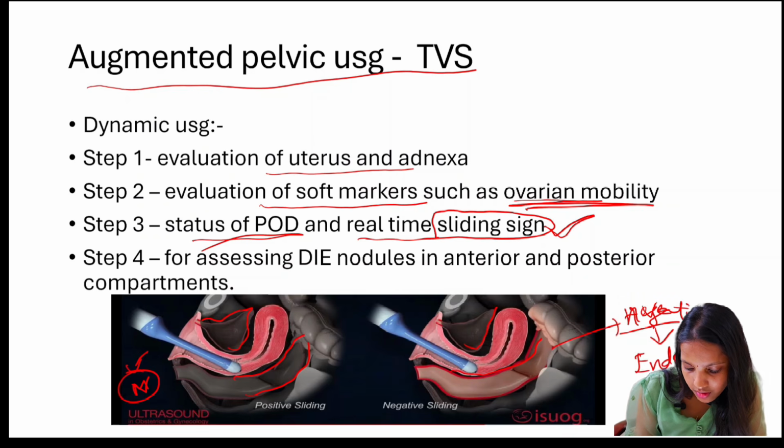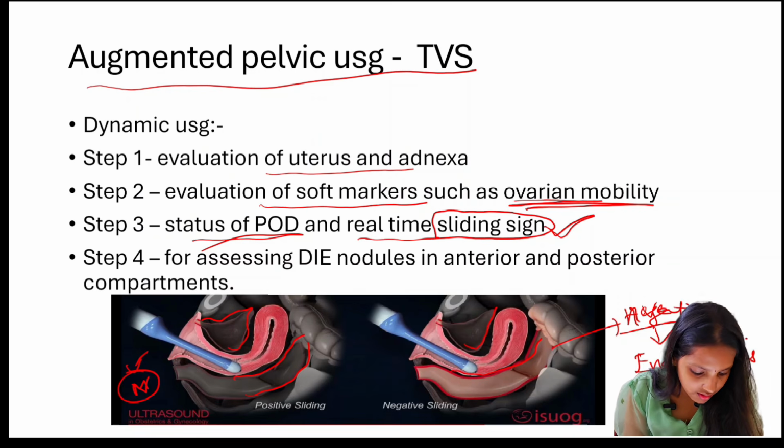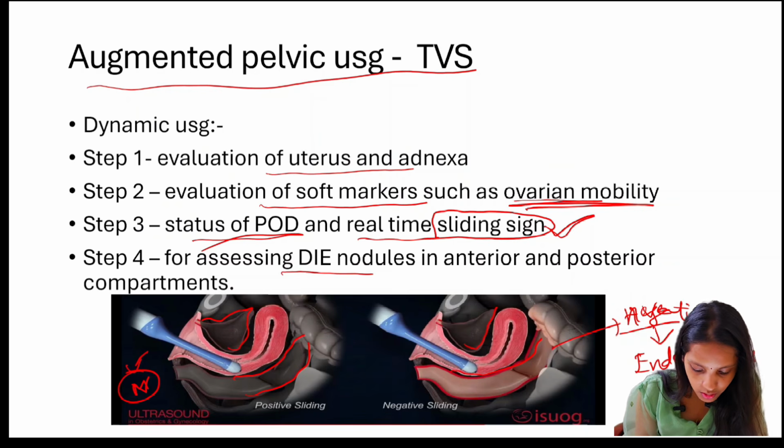And this forms a soft marker for the evaluation of endometriosis. And for step 4, we assess the deep endometriotic nodules in the anterior and the posterior compartments respectively.